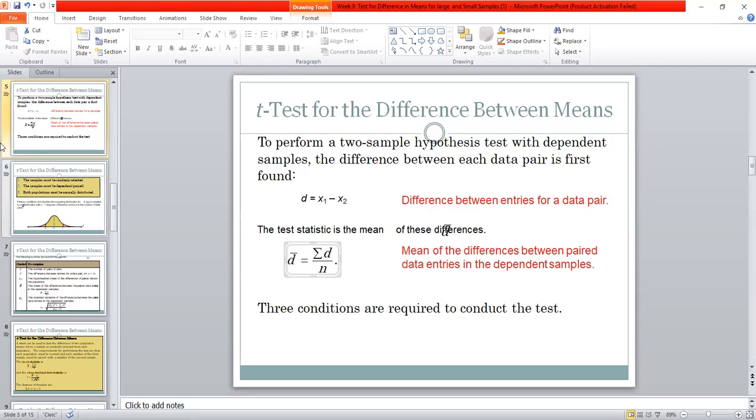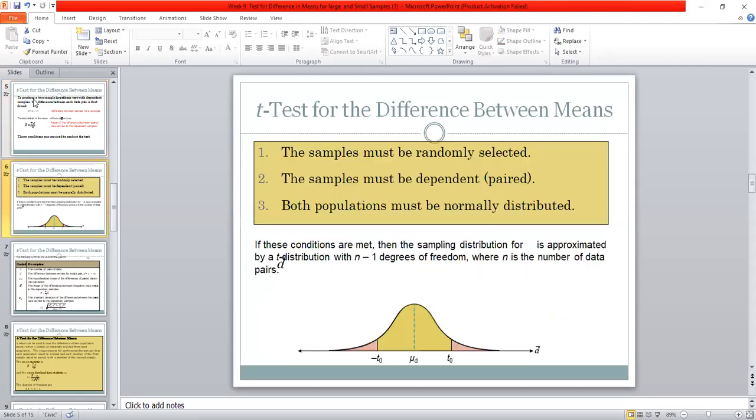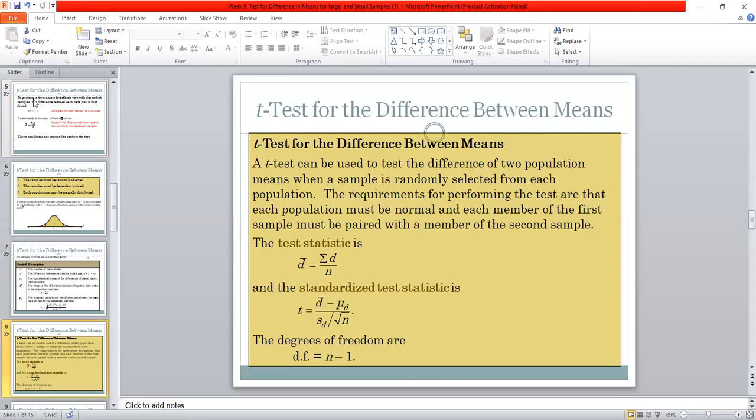The test statistic under the T test is this one. So write that. T is equal to d bar minus mu d over SD divided by the square root of n. This is the most important one. Here SD is the standard deviation of the differences.